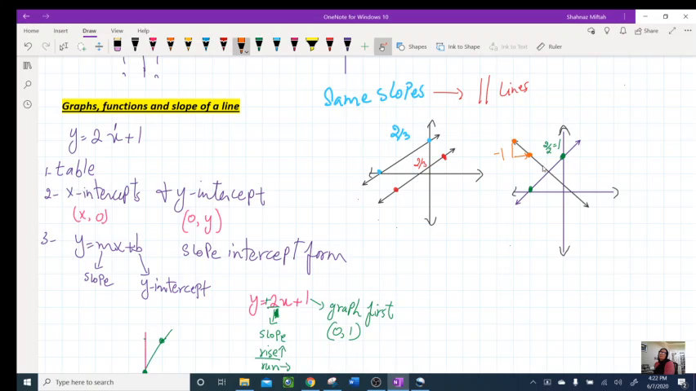If you have lines that are perpendicular, because they make a 90-degree angle, your slopes are different. They are reciprocals with opposite signs. This is the notation or sign for perpendicular. So if the lines are perpendicular, you have reciprocal and opposite signs.